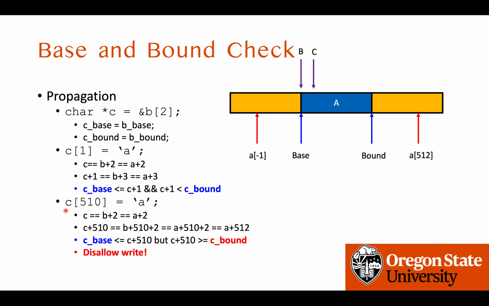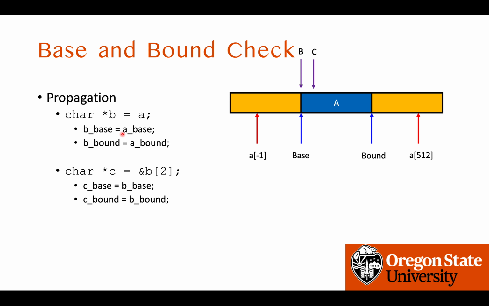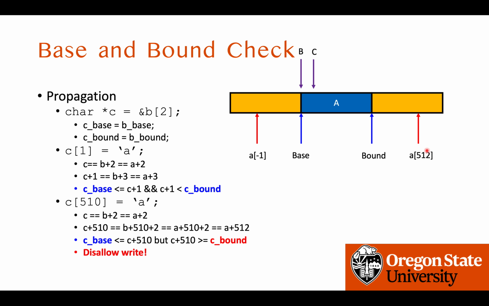But if we access C 510, then now we know that C is A plus 2, and C plus 510 is like A plus 512, which is 1 byte out of bound. Then we can apply the base and bound check, and this C bound has been copied from B bound, and the C bound and B bound are all the same value, the bound of A. Then we can detect that this access is out of bound, and we can disallow the memory access.